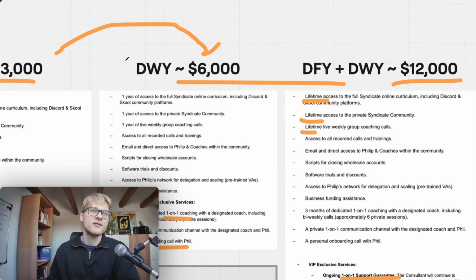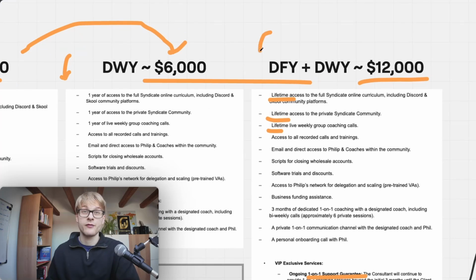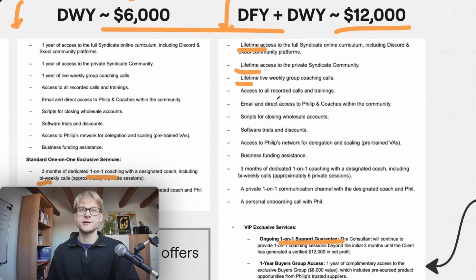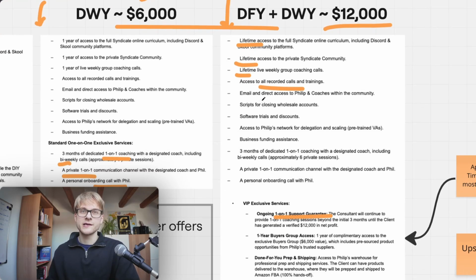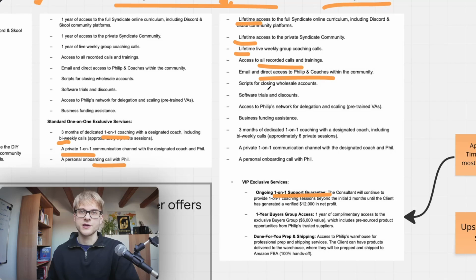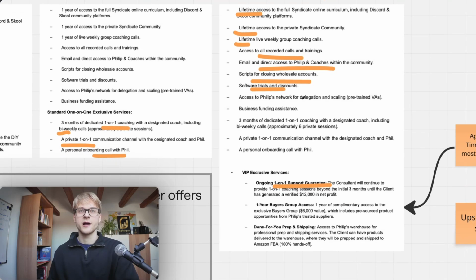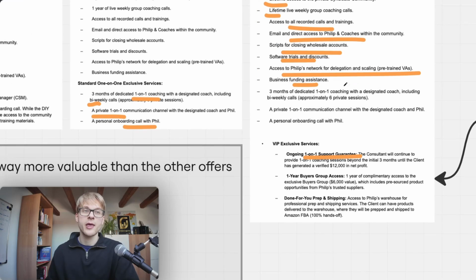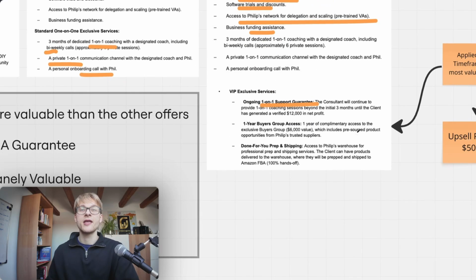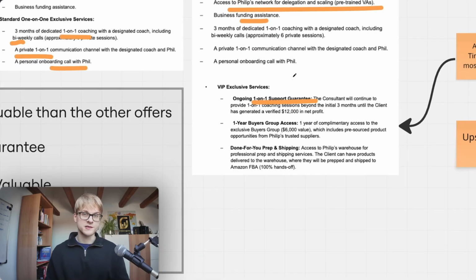I probably would have left this one at 6 months if I had full control over this offer, and this one at 1 year to increase the overall upsell potential. It includes access to all recorded trainings, email and direct access to the coaches, scripts for closing accounts, software trials, access to network and delegation, business funding assistance, basically everything, just for lifetime. And on top of that, they're getting these nice bonuses that I was talking about.